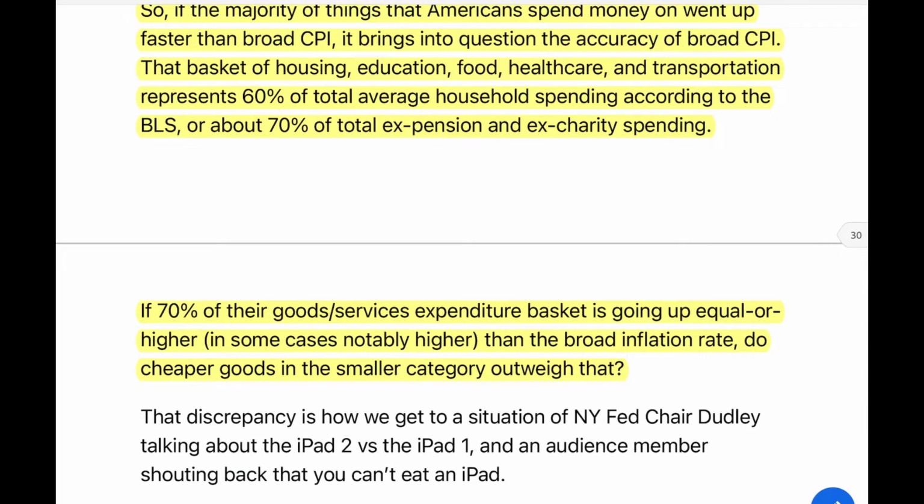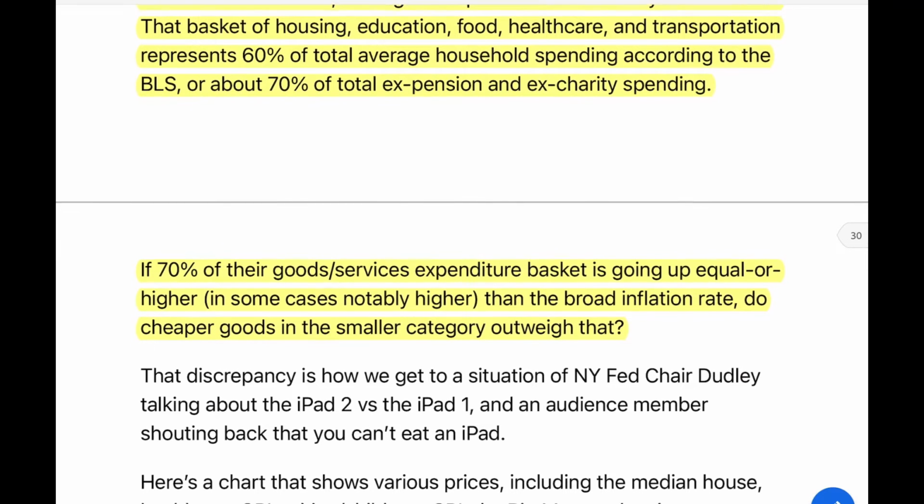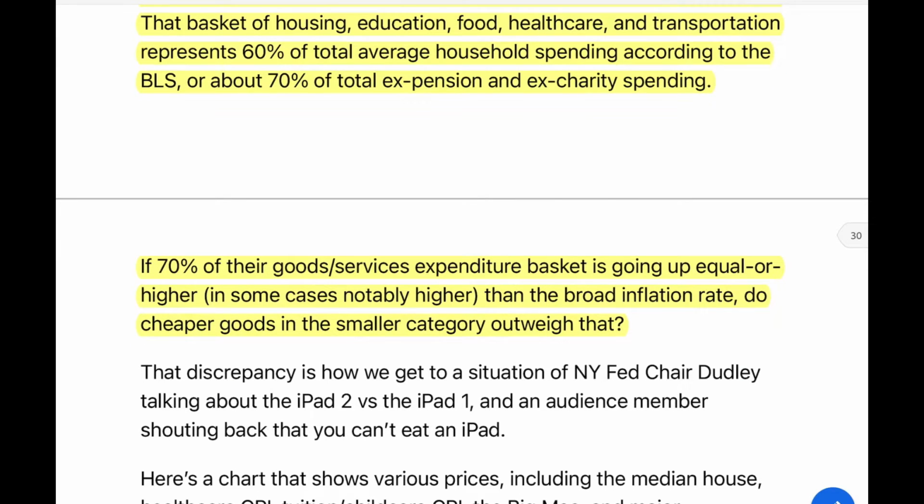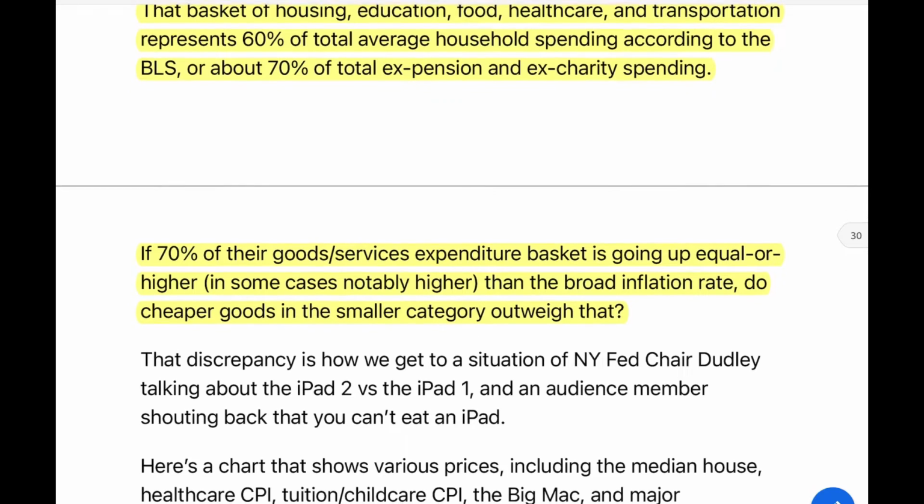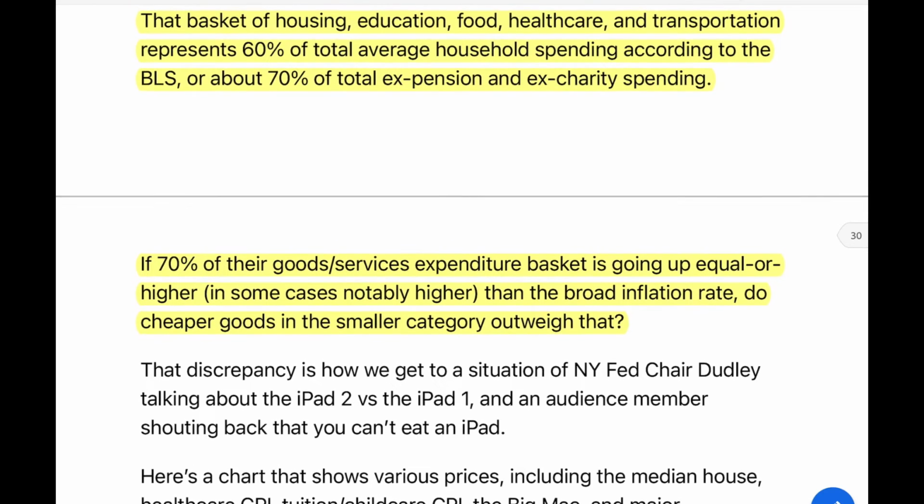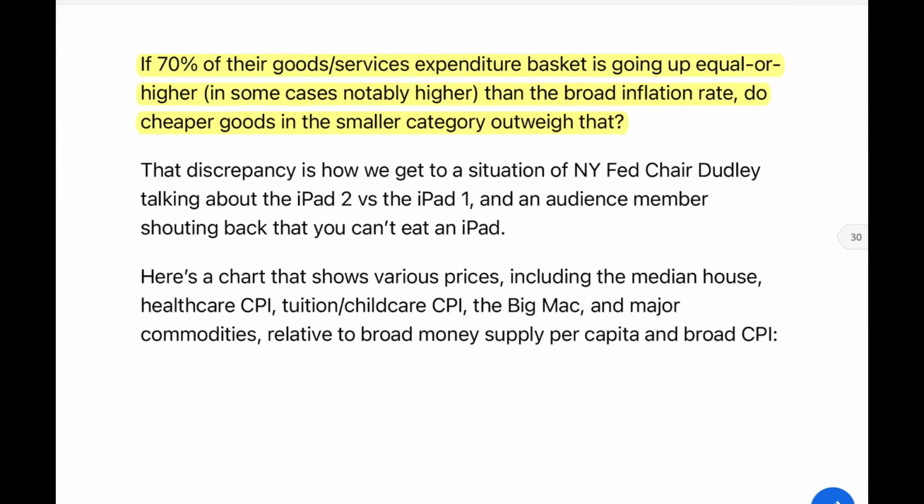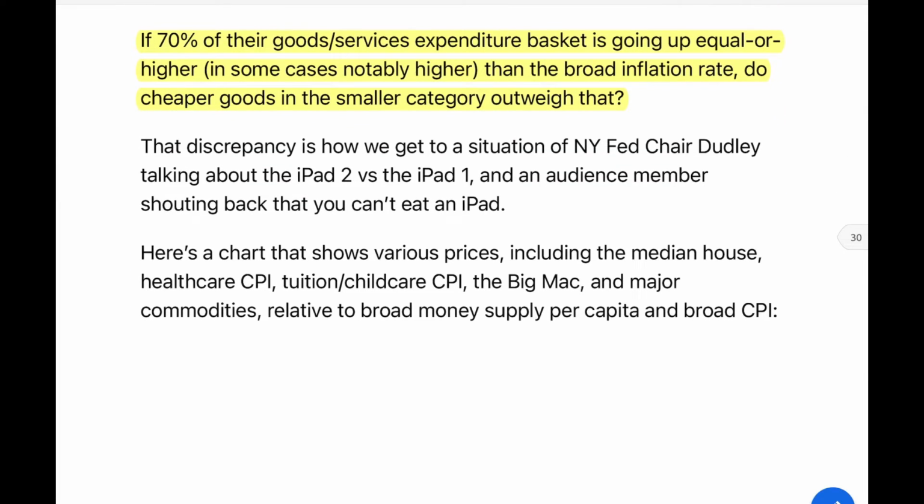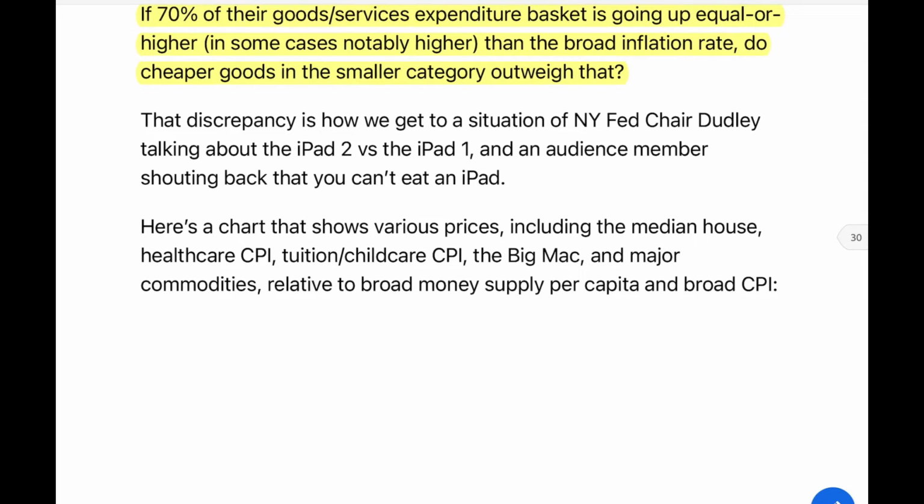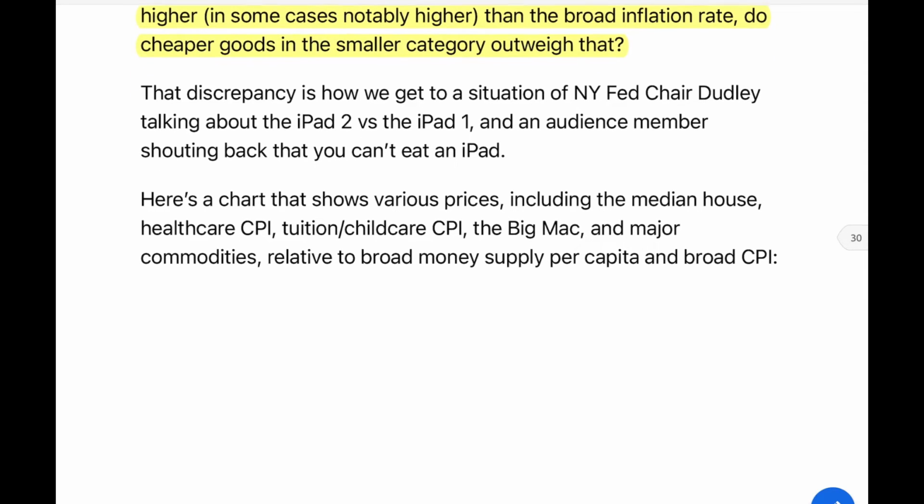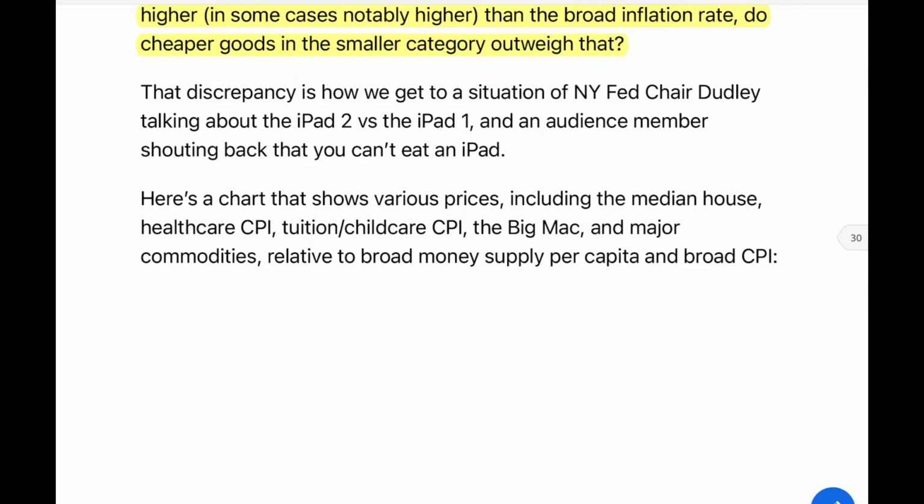The basket of housing, education, food, healthcare, and transportation represents 60% of the total average household spending, according to the BLS, or about 70% of the total ex-pension and ex-charity spending. If 70% of the goods and services basket is going up equal to or higher, in some cases notably higher, than the broad inflation rate, do cheaper goods and smaller categories outweigh that? It's an interesting question.